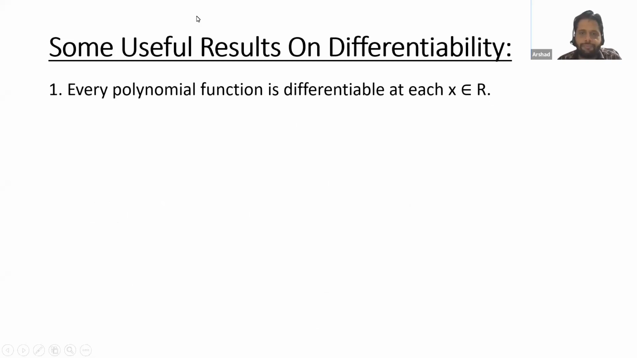Okay, so yesterday you noted down these points. Now we will discuss these. The first point is every polynomial function is differentiable at each x belongs to R. So in a question, if you get a polynomial function, then we will directly write it as differentiable. I will tell you where to use these standard results.